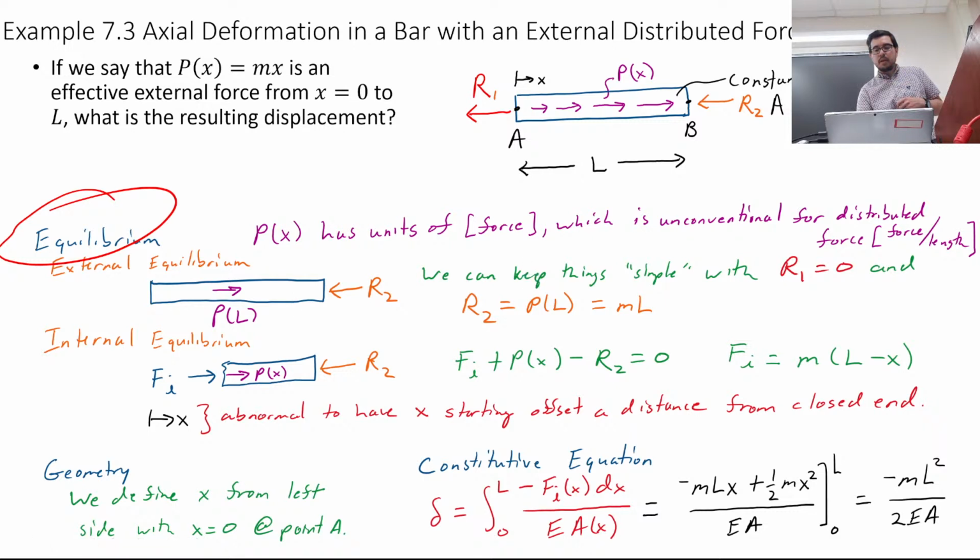Now, here we are going to try to keep things simple. As we said, we're going to say that R1 is equal to 0, right? And R2, if we want, we can say there's some slope here. There's some constant times the length that's going to be equal to R2, all right?